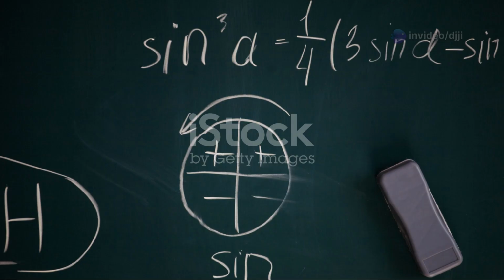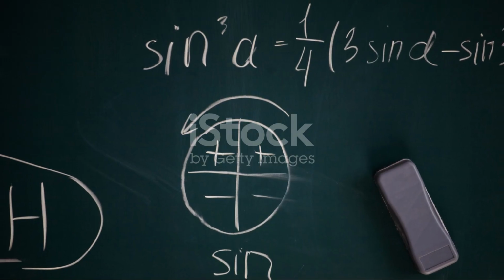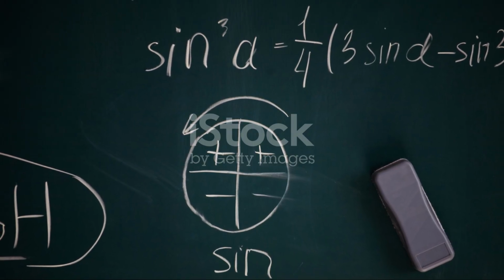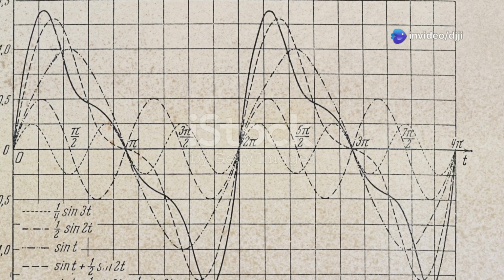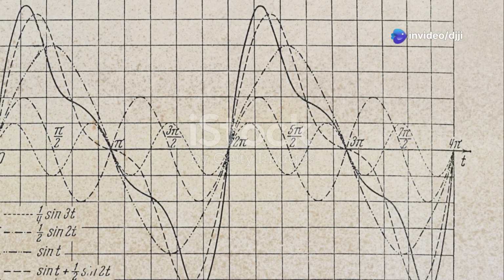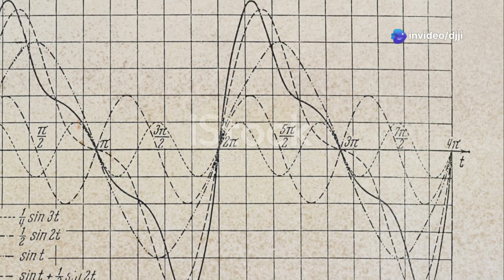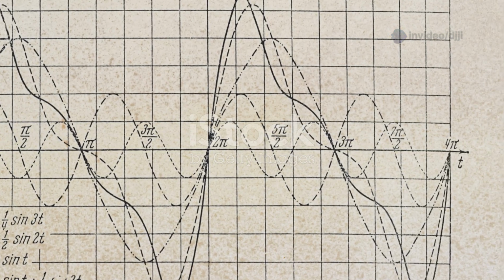Second quadrant. In the second quadrant, the x-coordinate is negative, and the y-coordinate is positive. Therefore, only the sine function, which is defined as the ratio of the y-coordinate to the radius, and its reciprocal, the cosecant, will be positive in this quadrant.